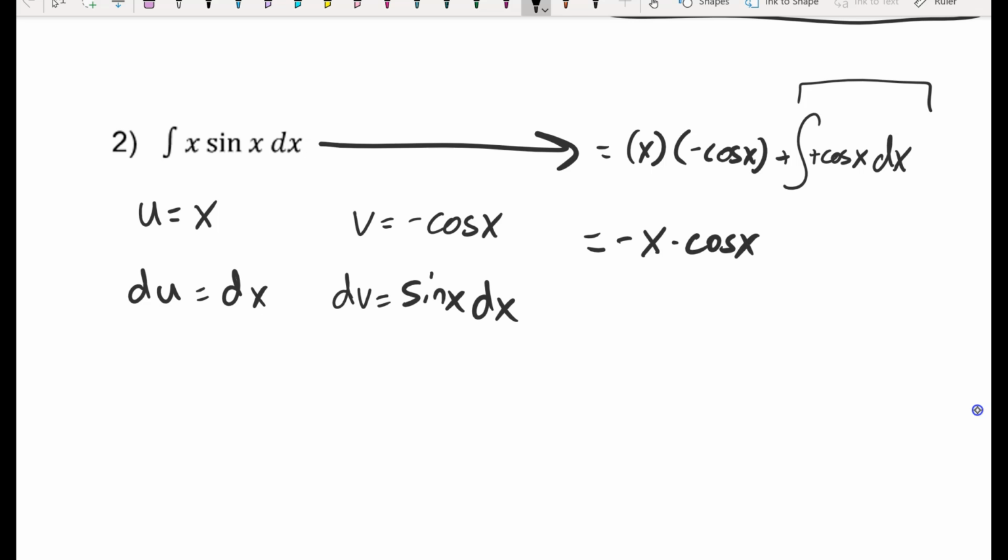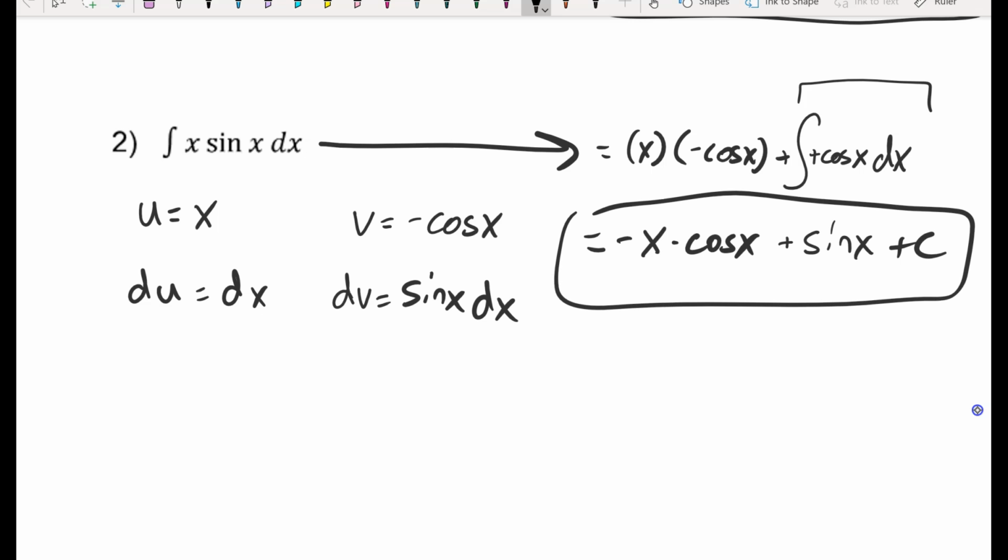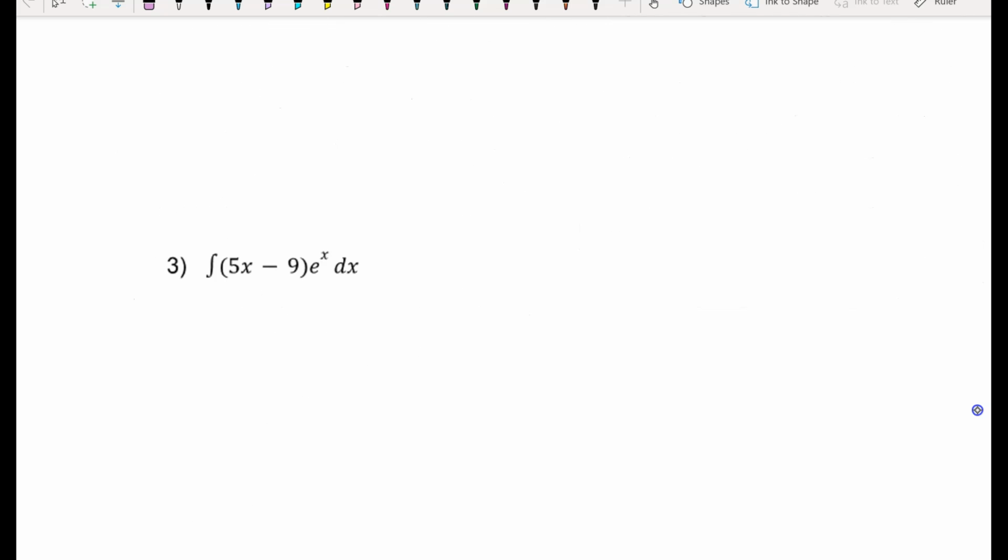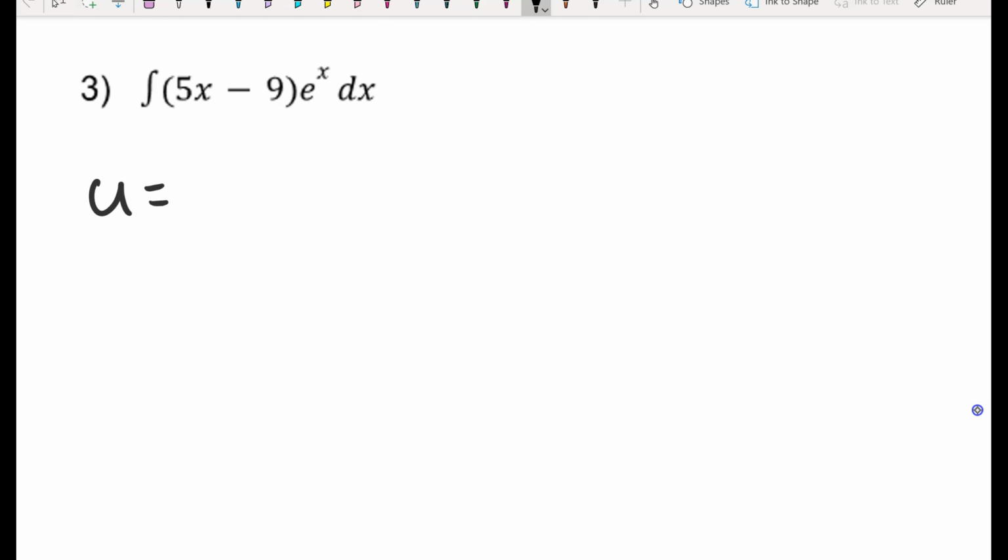So the integral of cosine of x is just positive sine of x, and I'm going to add my constant of integration there. So not a lot going on though. There's just x to the first power and sine of x, no constants being multiplied to x. So let's try one more example where the functions are a little bit nicer, and then we'll go to some lengthier ones. For number 3, find the integral of 5x minus 9 times e to the x dx.